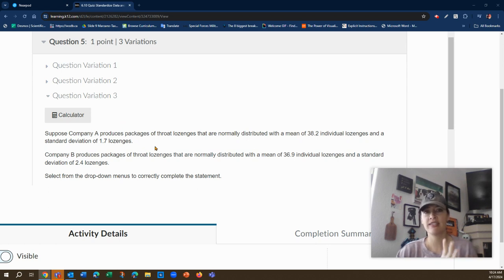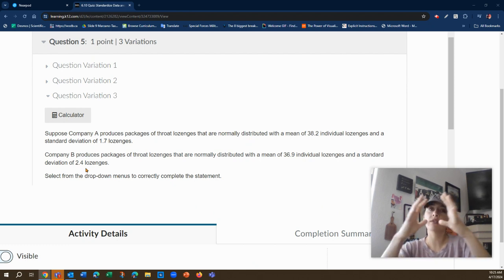They found this happening. They found that the mean lozenges in a package was 38.2 for A and 36.9 for assembly line B. But the standard deviation was 1.7 for assembly line A. That's good. It's closer together. A smaller standard deviation means it's closer to the mean. Most of the data is closer to the center, and we want that, especially in production.